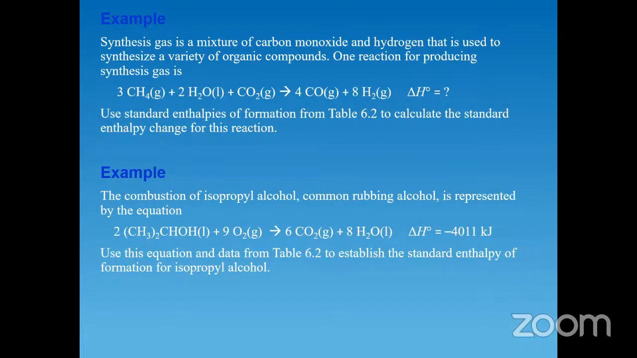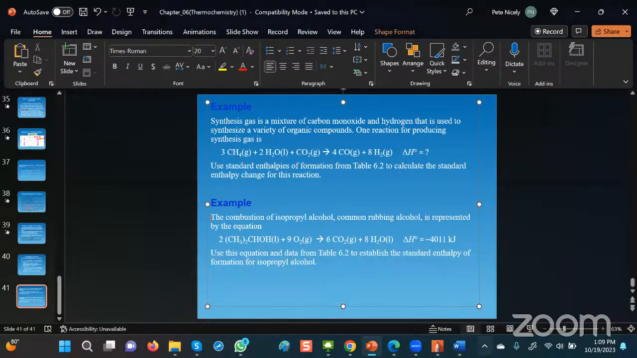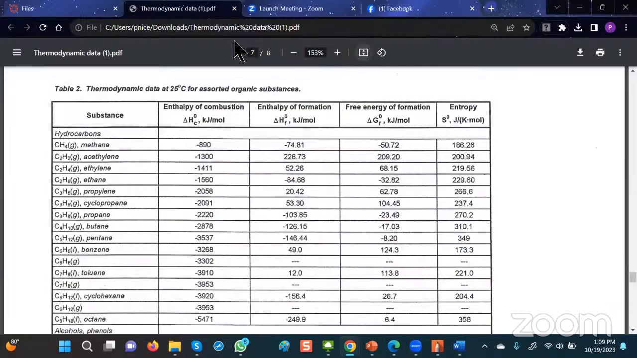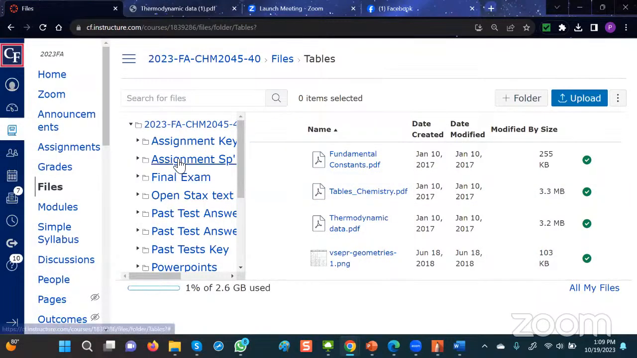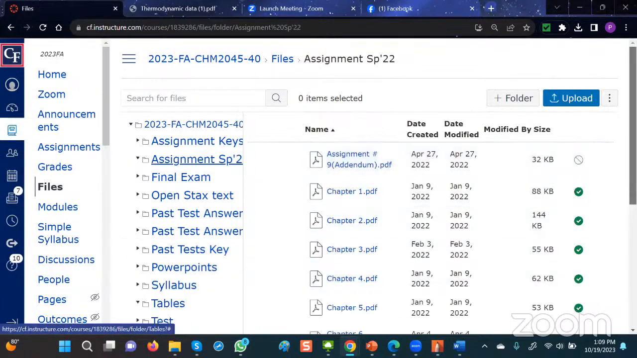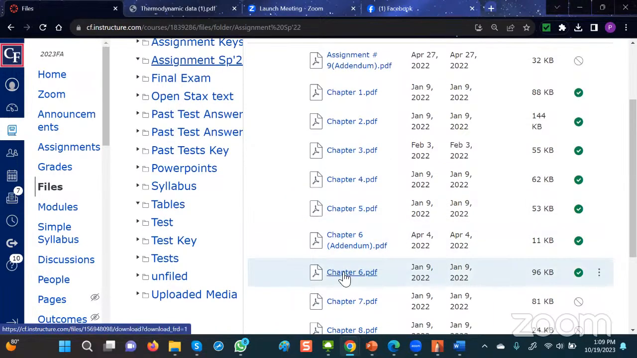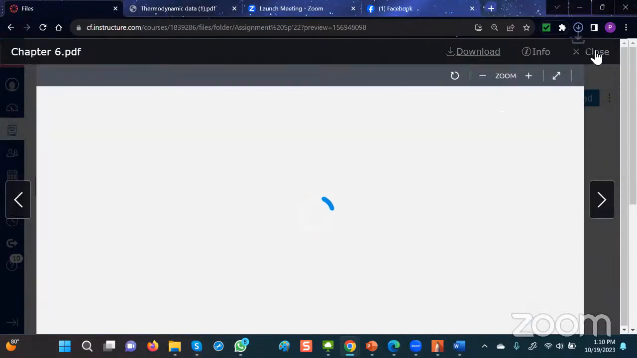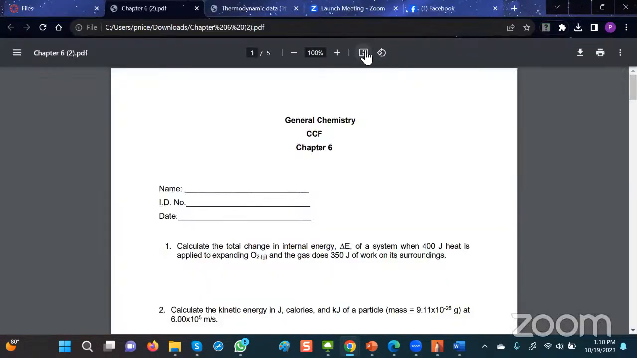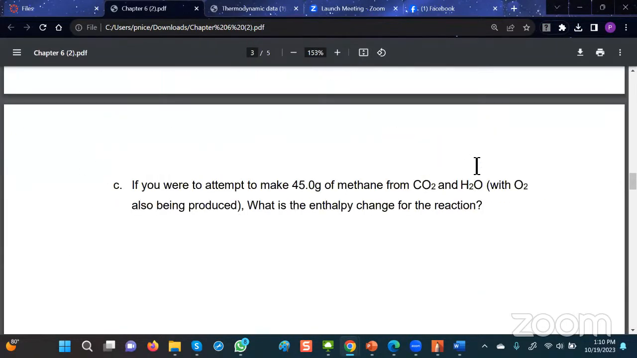Okay, so based on what we have done so far, because this is actually the end of this chapter, let me bring up assignment number 6. Oh, but did I tell you? Oh, yes, I gave you guys the combination of this and this, right? Right? Okay, good. So let me download this one. And let me open this up.